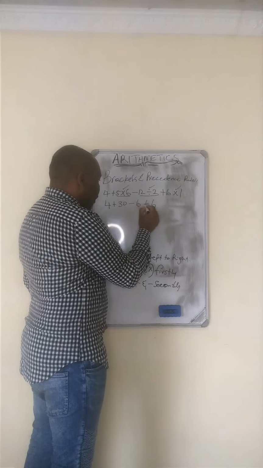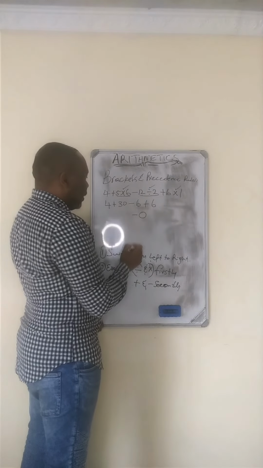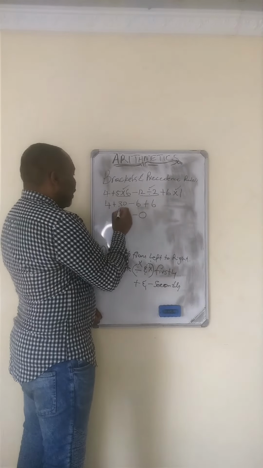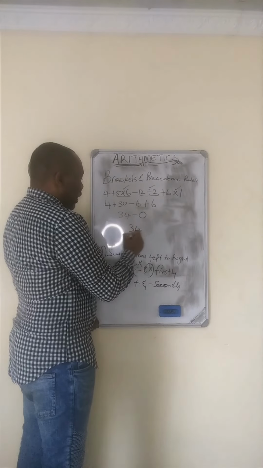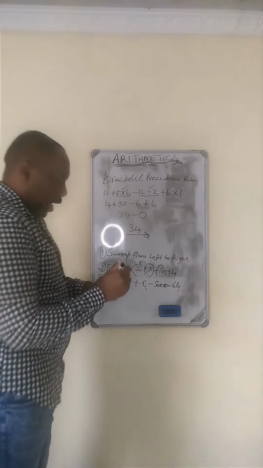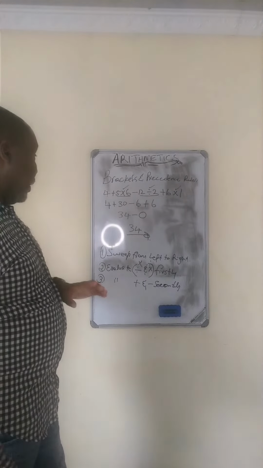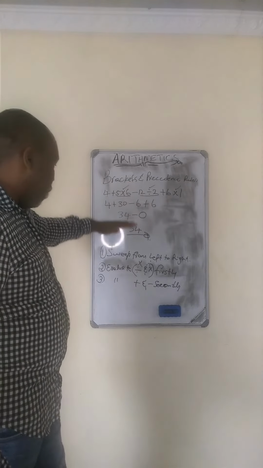Whether you put a negative or a positive, it's up to you. The 6 and 6 basically cancel each other. We've got a 4 and a 30, and this is a 34. So 34 minus 0, the answer is 34. That's how we get to do this. Right, it's brackets and precedence rule.